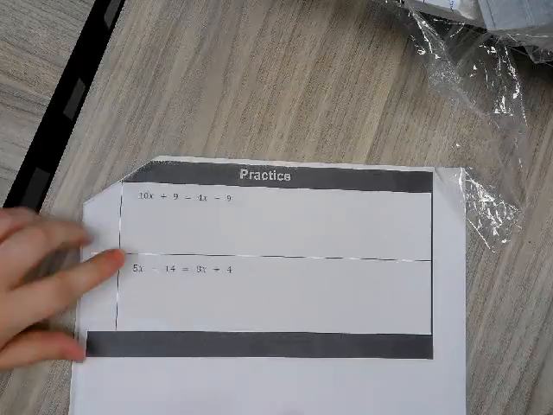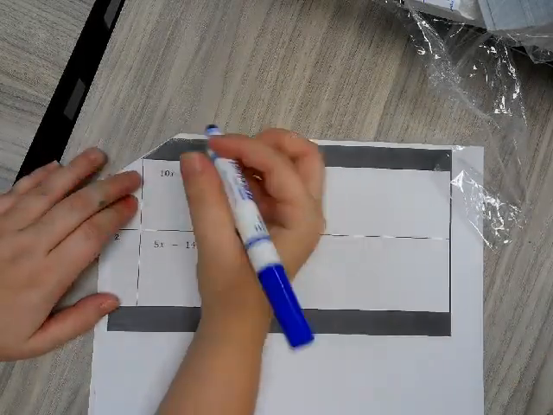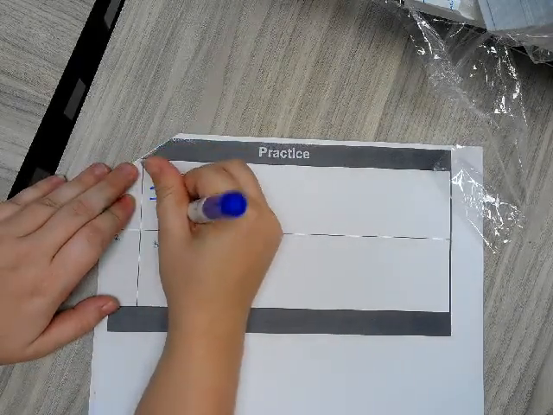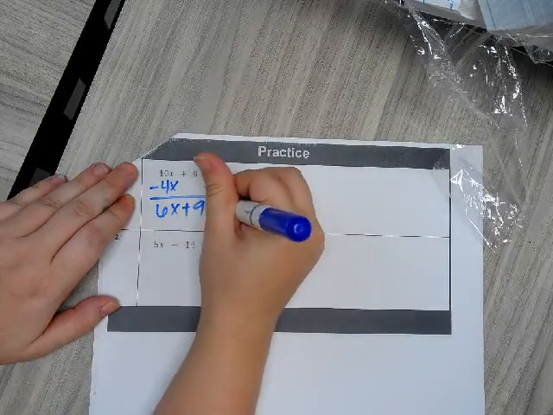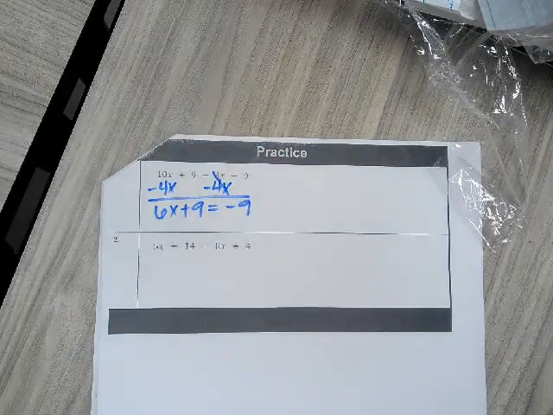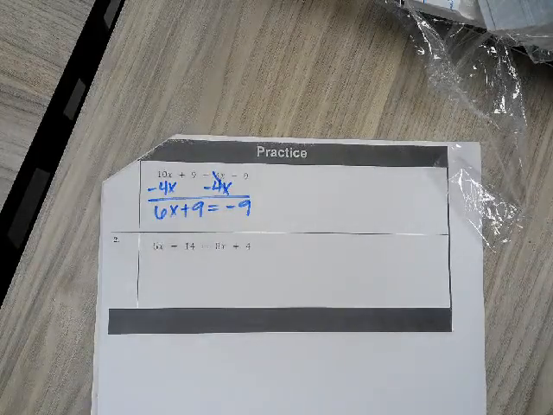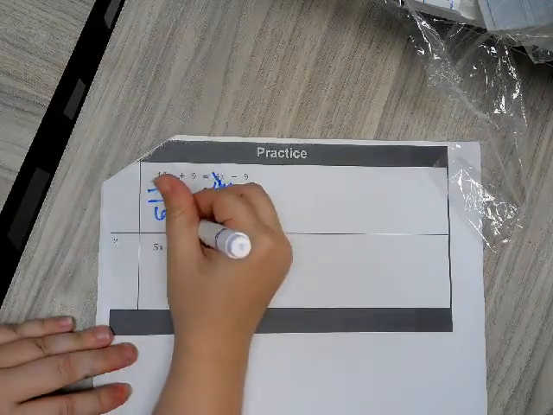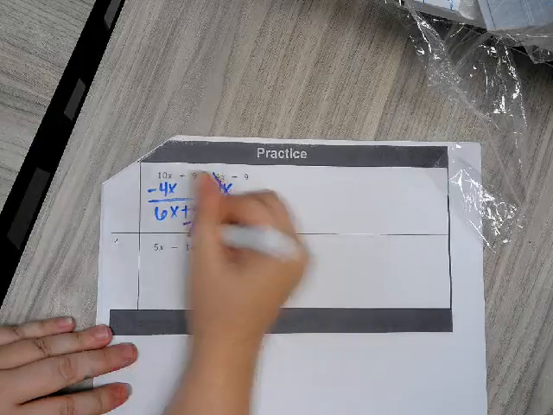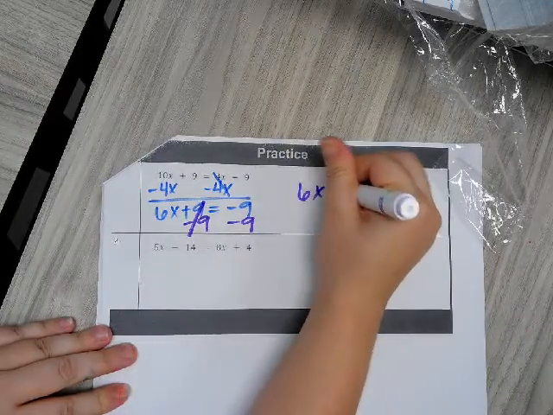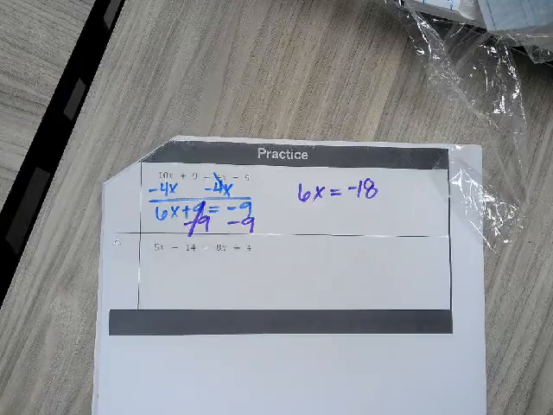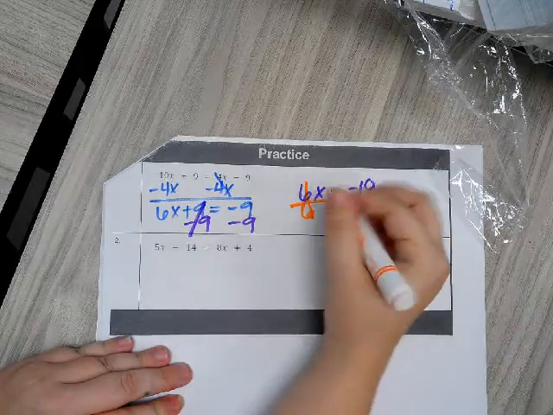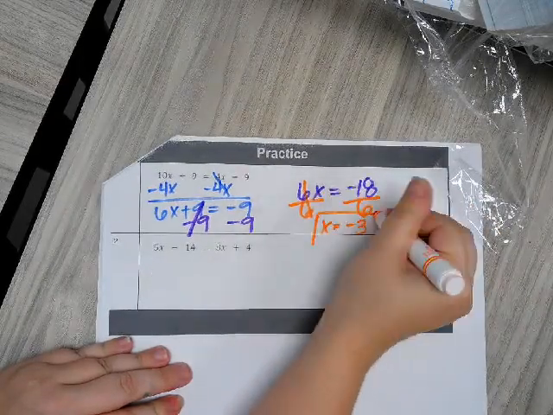Okay, so I'm going to move my variables first, and I like to move the smallest one, so that's minus 4x here, minus 4x here. So I get 6x plus 9 equals negative 9. I'm going to move my constants next. So the inverse of plus 9 is minus 9, minus 9. My 9s zero out. So now I have 6x equals negative 18. I'm going to isolate my variable and divide. x equals negative 3.